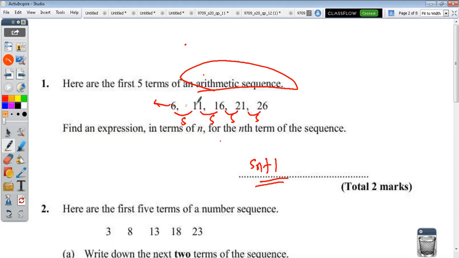Test it. 1, 2, 3, 4, 5. This is the 5th term here. So 5 multiplied by 5 plus 1 is exactly 26. You can test for any third term. 5 times 3, 15 plus 1, 16. Clear. You can use it to calculate any term, even the 200th term. If I say find the 300th term of this sequence, you are using the formula now. It's 5 multiplied by 300 plus 1. Clear.